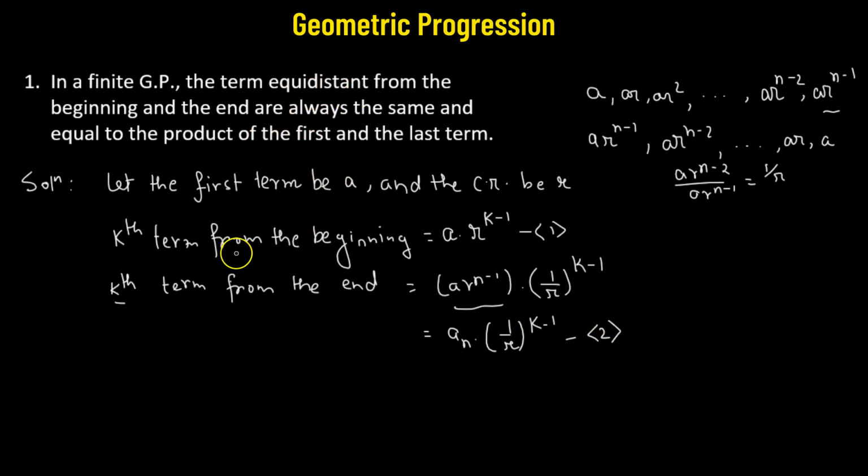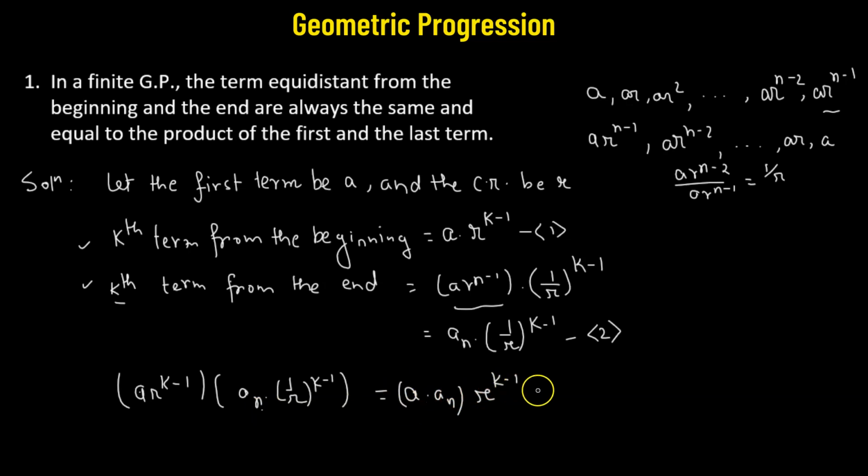Now we have to show that the product of these two terms, so we'll take ar raised to the power of k minus 1, which is the kth term from the beginning, and multiply it by the kth term from the end, which is an times 1 over r raised to the power of k minus 1. This is going to be equal to a multiplied by an, the nth term, and r raised to the power of k minus 1 multiplied by 1 over r whole raised to the power of k minus 1. These two factors will cancel out, I mean, they will multiply to give us 1, and this leaves us with a times an. That means simply the product of the first term and the last term.